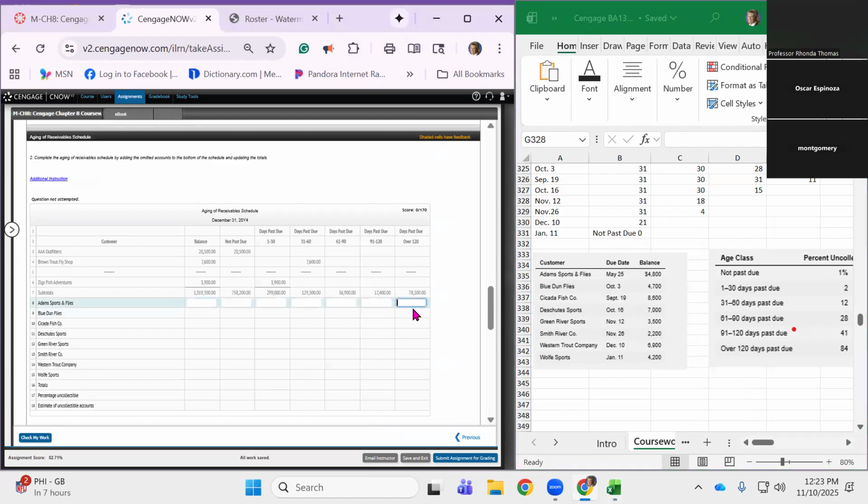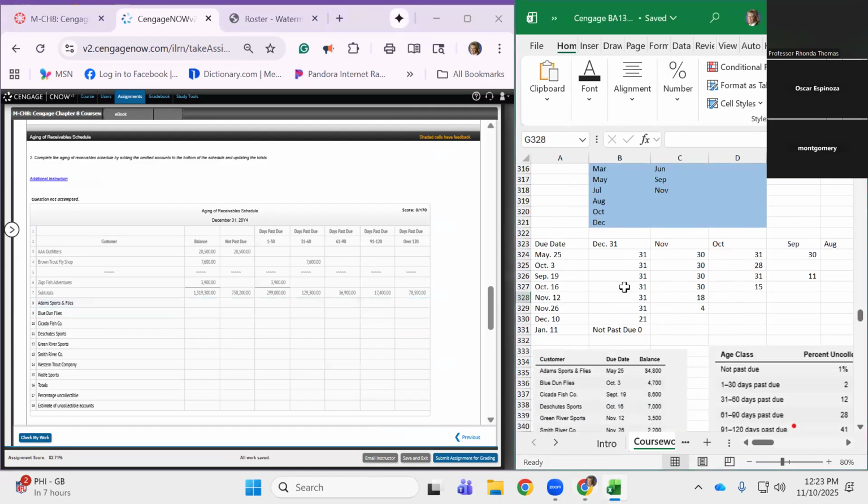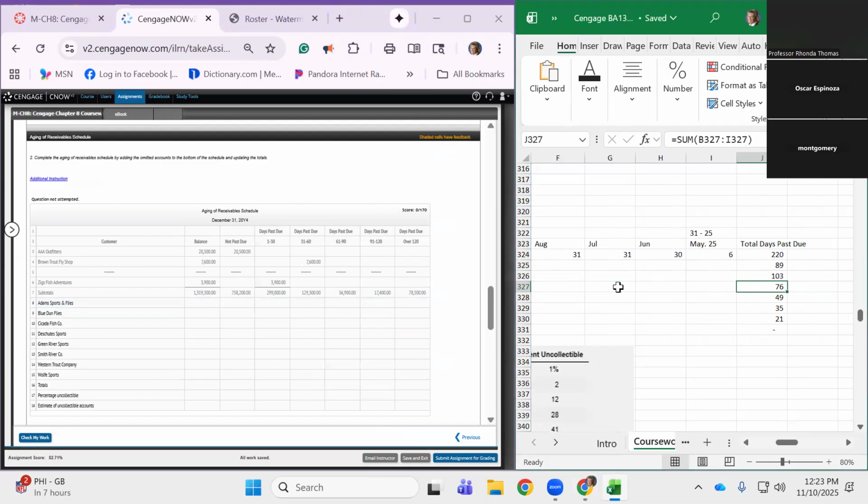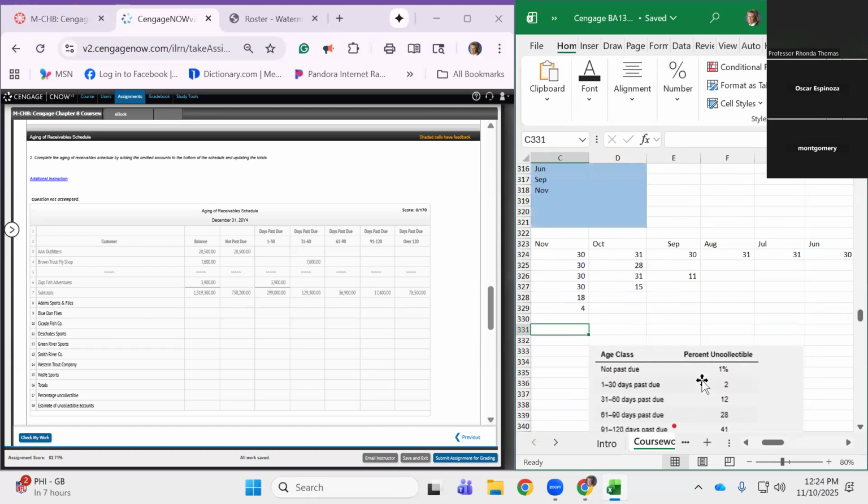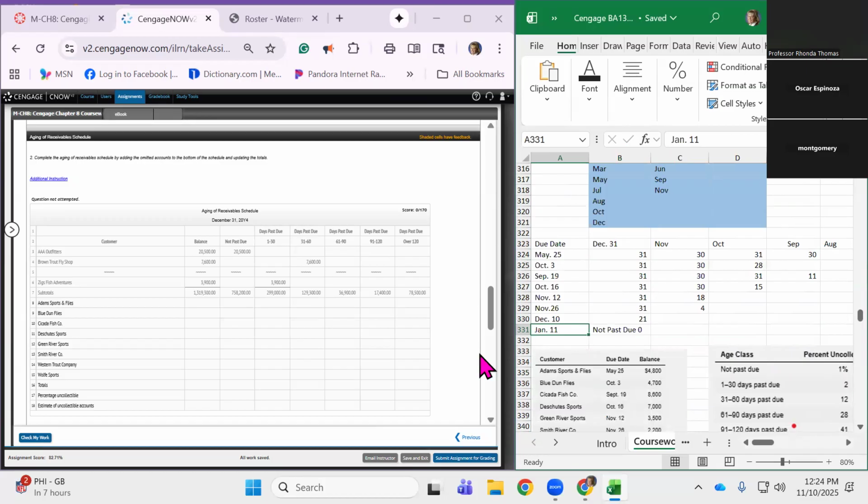So you could put numbers in here, right? Adams is over 120. Do we have anything more than 120? Let me move over here and look. No, we don't. So this is the only amount that you put in this column. I'm going to move my little amount so I can read it. The first one is $4,800. So more than likely, Adams is hopefully your oldest as well. I'm going to put 4,800 there.